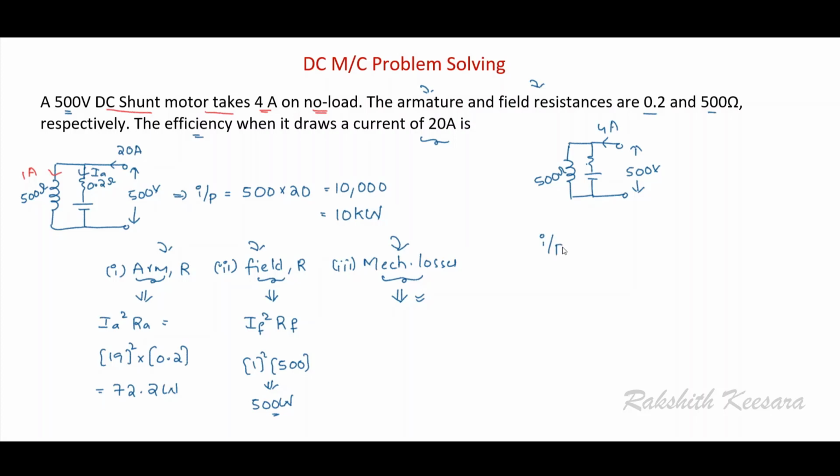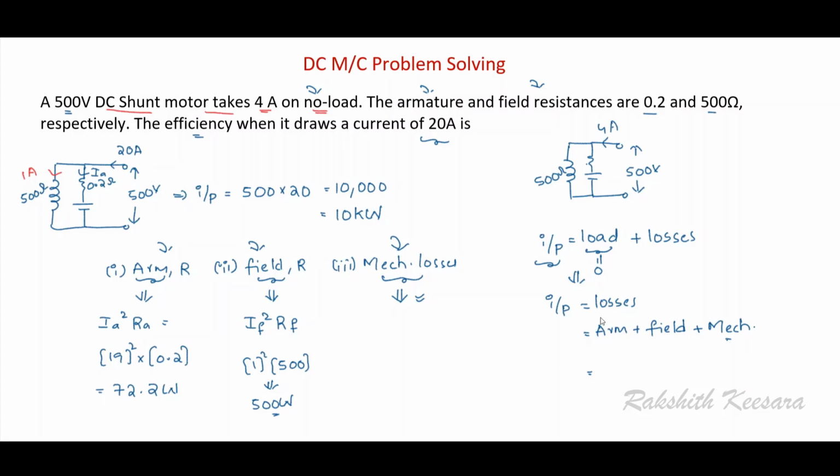Generally, students, what will be the input power supplied? Equal to load plus losses. So it is clearly mentioned that there is no load. So if load is equal to 0, the total input power will be equal to losses. And what are the losses here? Armature loss plus field loss plus mechanical loss. And mechanical losses are constant losses. They will be the same either on load or in no load condition.